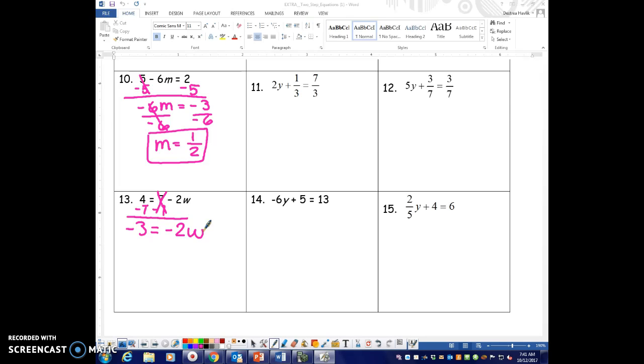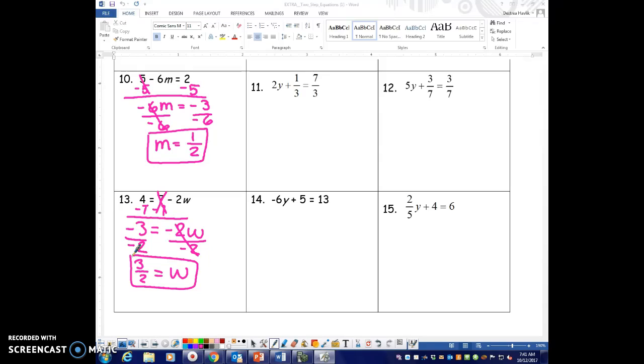Very good. So what's our next step here? Divide by negative 2. Remember, it's multiplying, so we need to divide it. Okay? What we do to one side, we do to the other. What is negative 3 divided by negative 2? 3/2. Right, very good. Positive 3/2, because a negative divided by a negative is a positive.